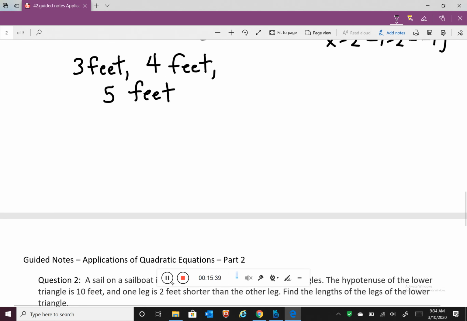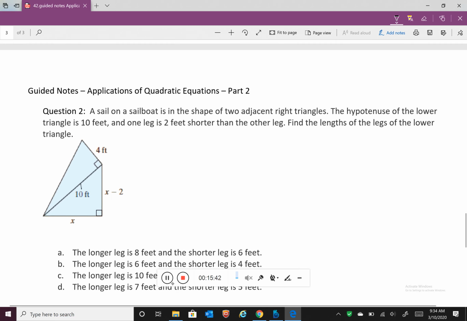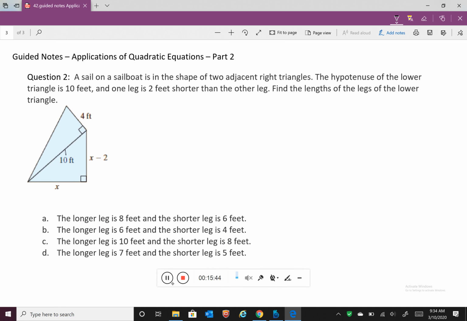And for your next question, this is multiple choice. So a sail on a sailboat is in the shape of 2 adjacent right triangles. The hypotenuse of the lower triangle is 10 feet, so that's right there. So we know that that is 10 feet. One leg is 2 feet shorter than the other leg, so that is x - 2 and x. And you are asked to find the lengths of the legs of the lower triangle.